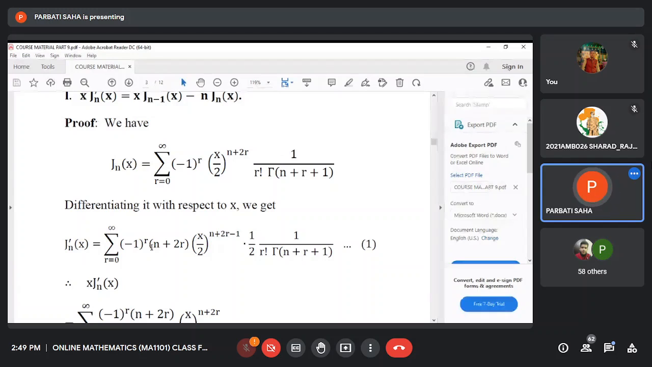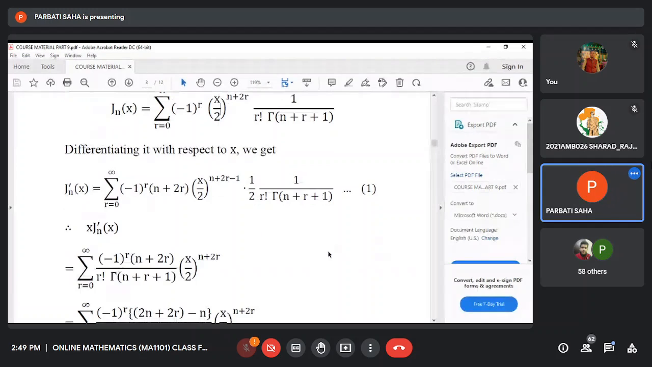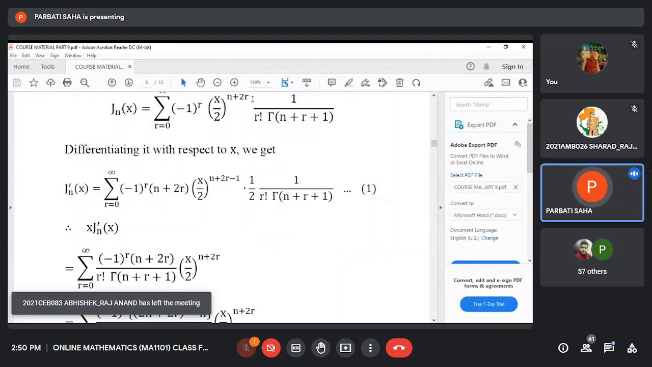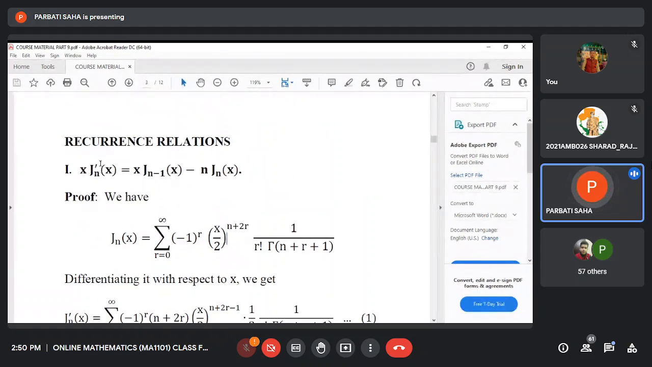I think it is clear, right? Clear to all of you? You just differentiate J_n(x) with respect to x. So just (x/2)^(n+2r) will be differentiated, but the other multipliers will remain unchanged. Now we have to compute x J_n'(x).